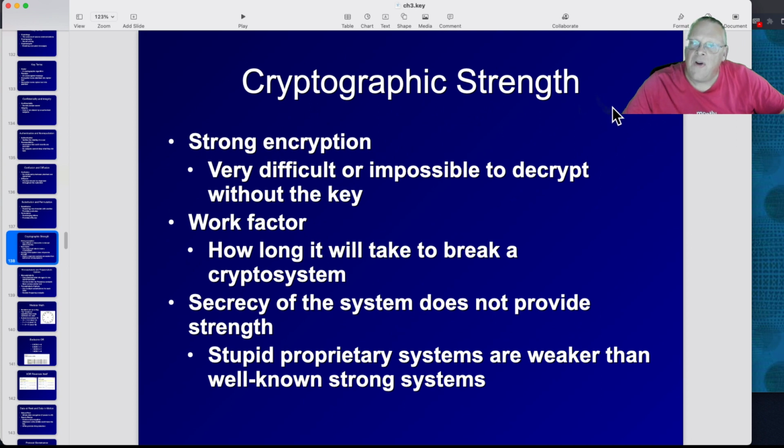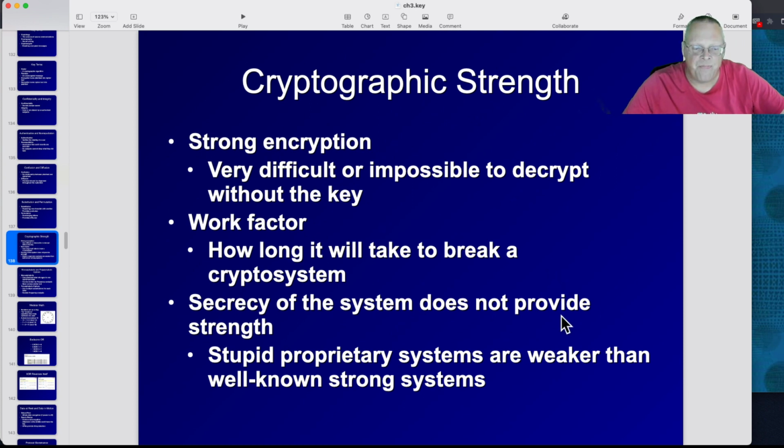So you can define how good a cryptographic system is by its strength. A strong encryption means that nobody can decrypt it, even if they know the algorithm, even if they have a powerful computer, without the key. And you rate them by the work factor, which is how long or how many cycles it would take to crack it.